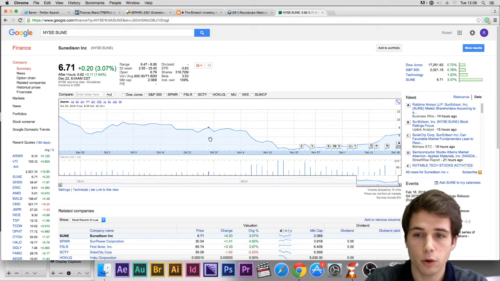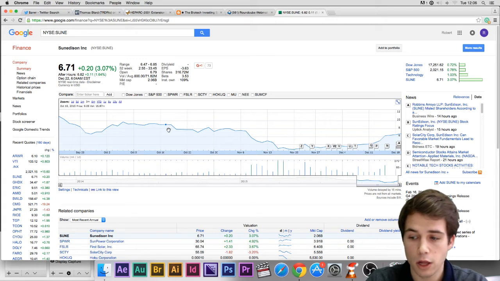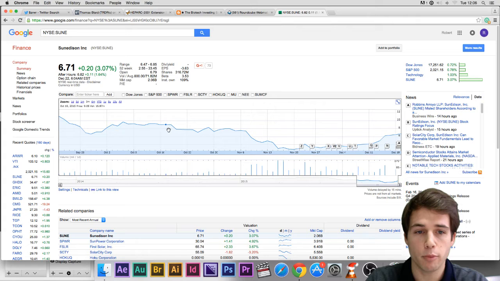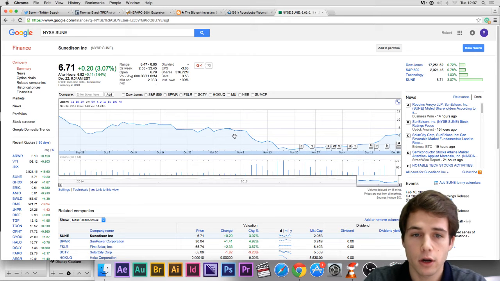And then the opposite of that would be a put option. A put option is a contract to sell an asset at the strike price on or before a certain date.